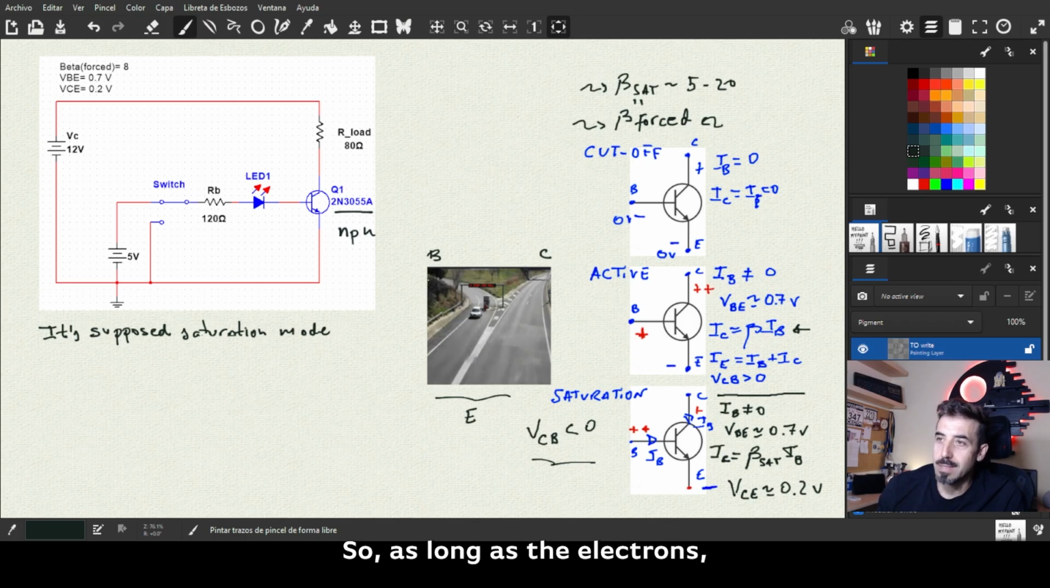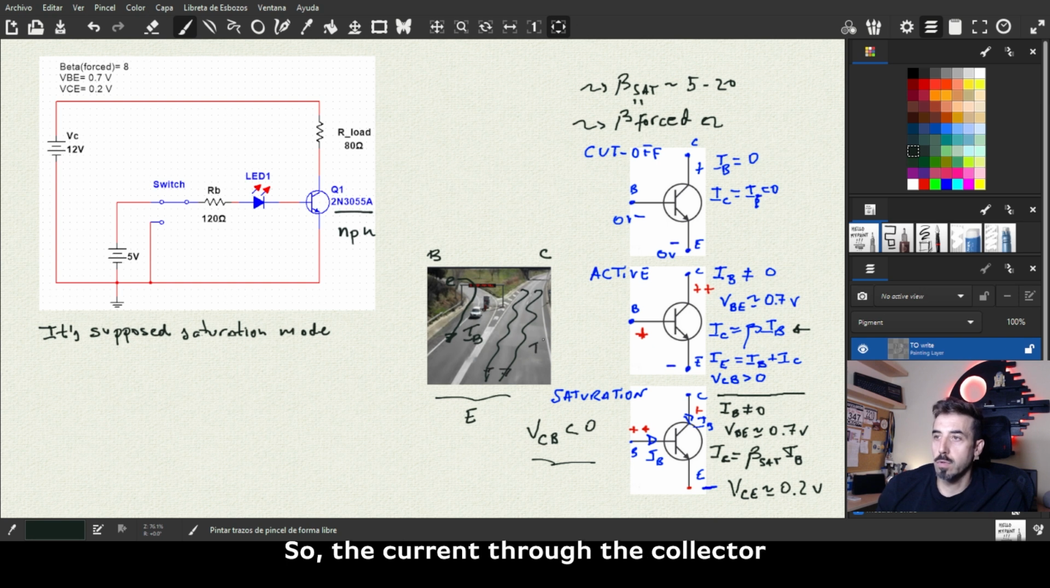Here, the union of the junction is going to be the emitter. As long as the electrons that come from here and are incorporated into the highway are able to pay the toll, the current through the base is going to be created. This small current is going to generate a big one through the collector. So the current through the emitter is going to be the sum of both.